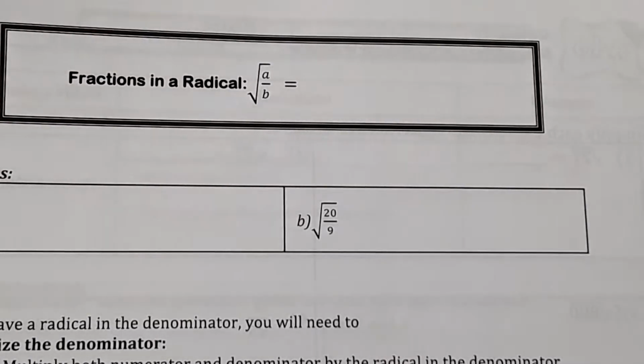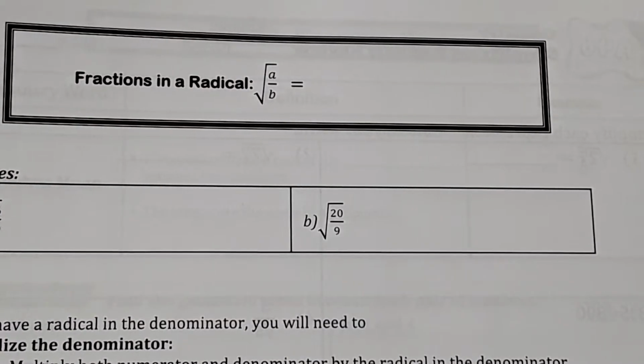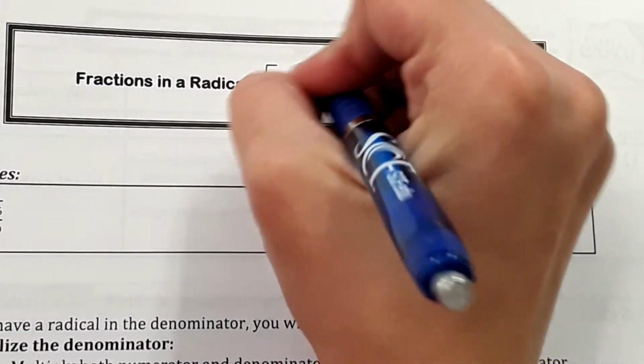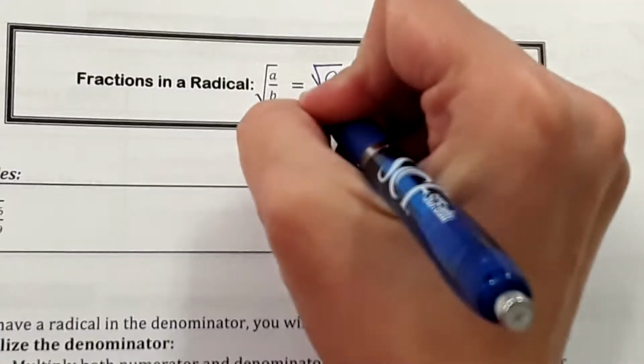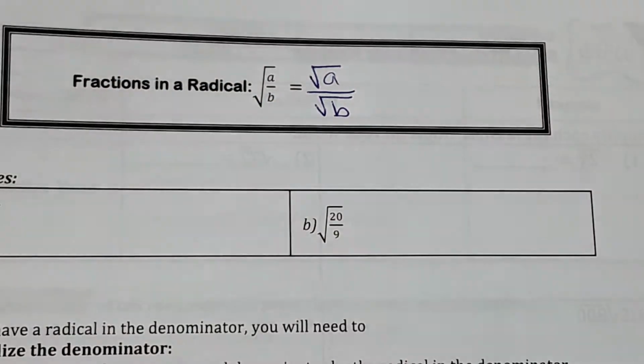Okay, so starting at the top, what do we do if there's a fraction in the radical? This isn't simplified when you have a fraction in the radical, so you have to split it up like this: square root of A over square root of B. You also can't have a radical as a denominator, but we'll get to that in a second.